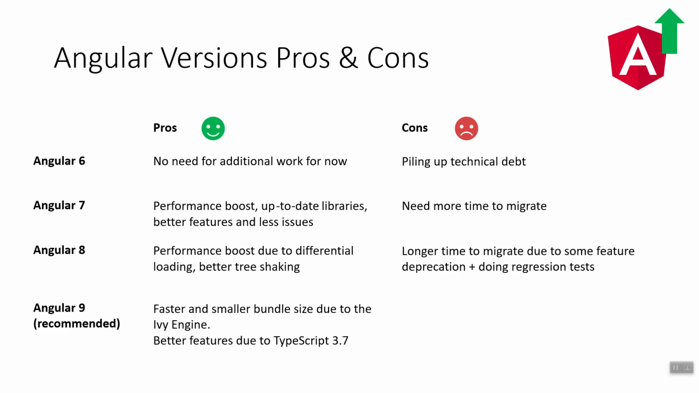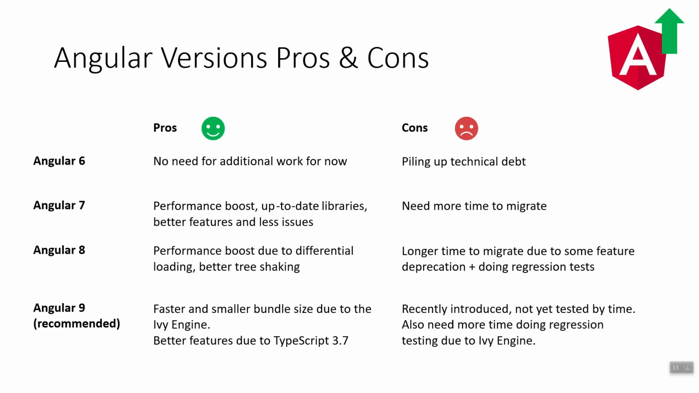And with Angular 9, there is even more performance boost, and we get an even smaller bundle size, and we also have the nice optional chaining on TypeScript 3.7. The con is that it's very new, so it is not yet tested by time, and we need more regression testing because we are now using the Ivy engine, which is a different engine than the rest. However, I am recommending Angular 9 because we want SugarLearning to be state of the art, so it should use the recommended Angular version, so we can show the best features of Angular.